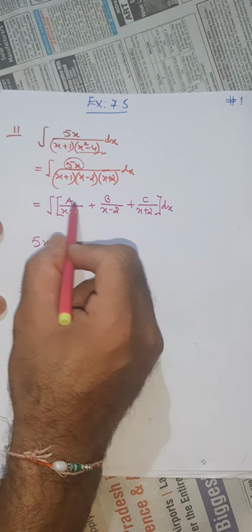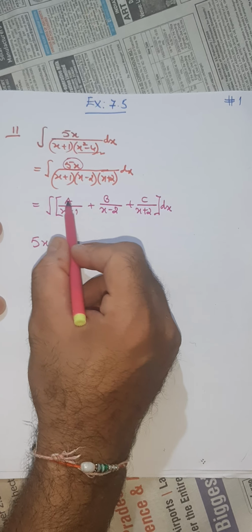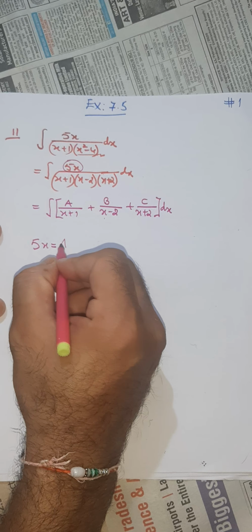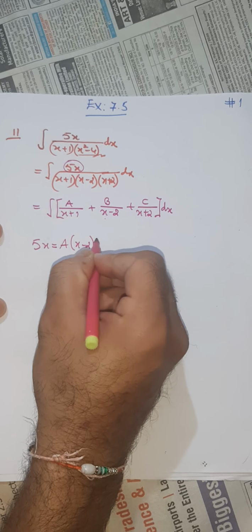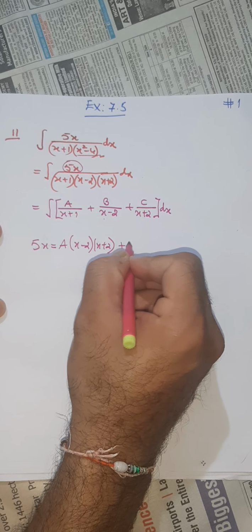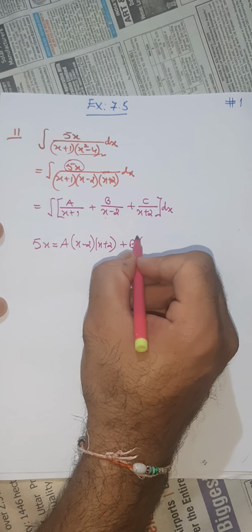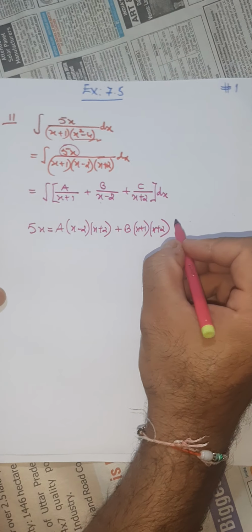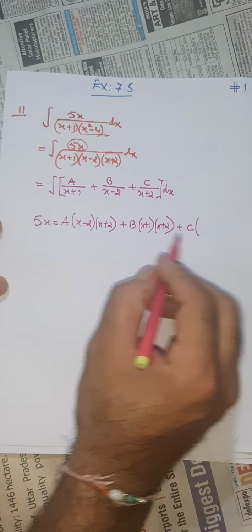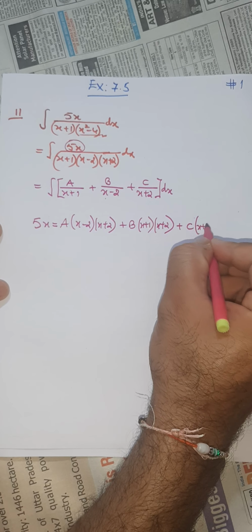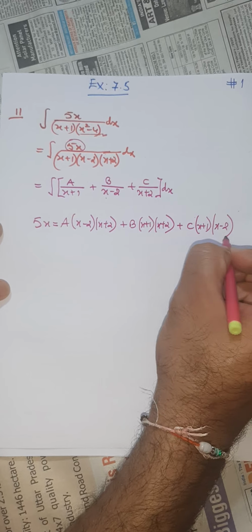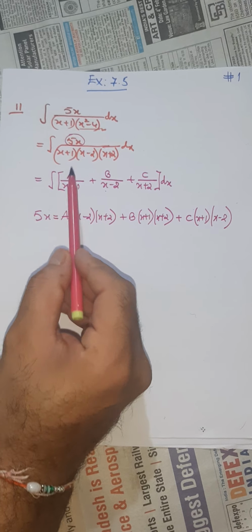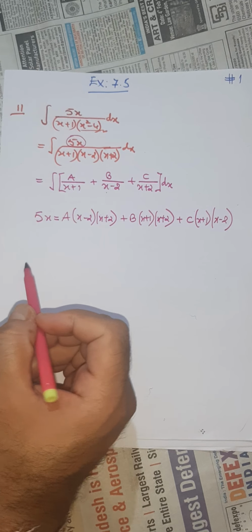What is the numerator here? You need to do the cross multiplication, I mean LCM. So A into the product of these two, which is (x minus 2) into (x plus 2), plus B into the product of these two, that is (x plus 1) into (x plus 2), plus C into the product of these two factors, (x plus 1) into (x minus 2). Okay, so we have compared numerators, 5x and your LCM. Now we find A, B and C.